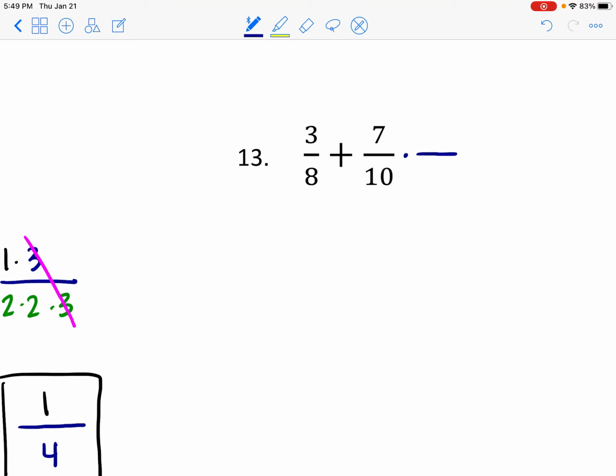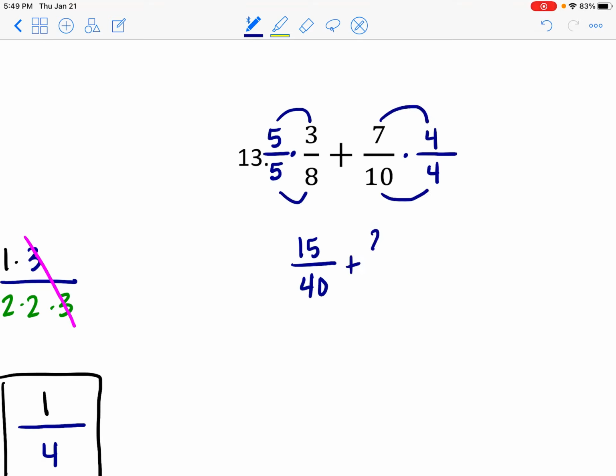That's the goal then, to make these both have a denominator of 40. So for this fraction, if I multiply 10 by 4, I'll get to 40. But I've got to do the same thing on the top. And for this one, if I multiply 8 by 5, I'll get 40, and I've got to do the same thing on the top. So I'm looking at 15 over 40, right? Plus, now I have 28 over 40. And now I can put these fractions together. I keep my common denominator, and I combine those numerators: 15 plus 28. Let's see, what is 15 plus 28? That's 3, I carry the 1, that's 43.